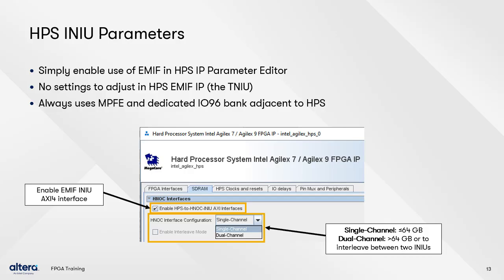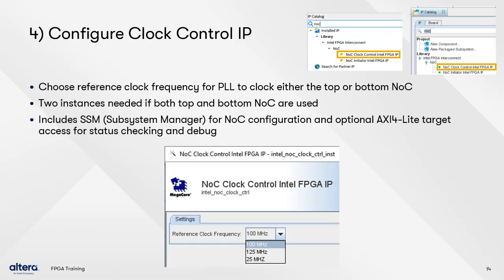It's not necessary to add the initiator IP in this situation, unless you have other fabric managers who will access the target IP. Add a separate EMIF clock control IP and set the reference clock frequency. Also select whether the memory interface for the HPS will be single or dual channel. This IP is required for single channel.